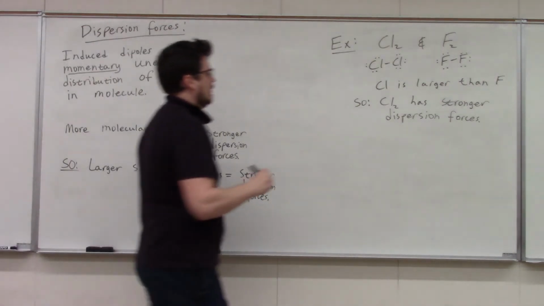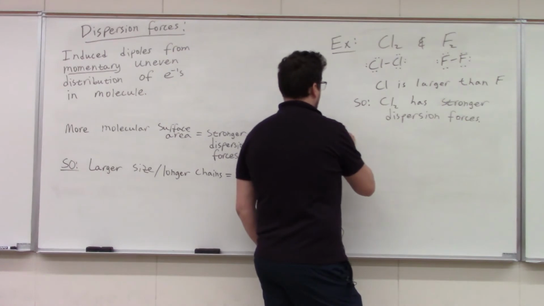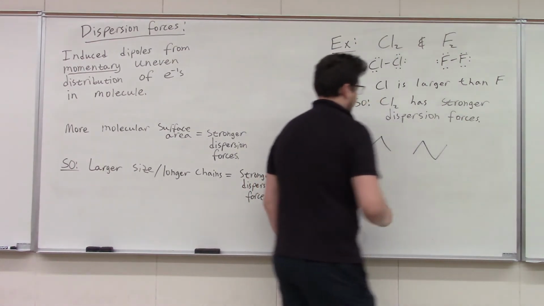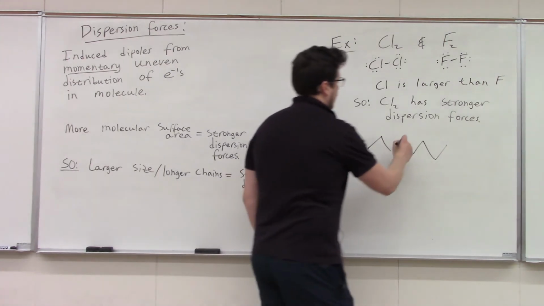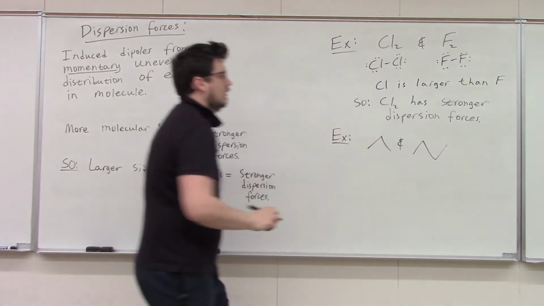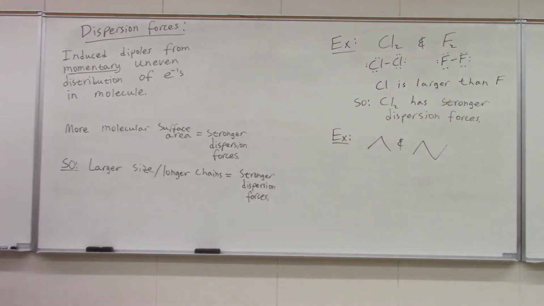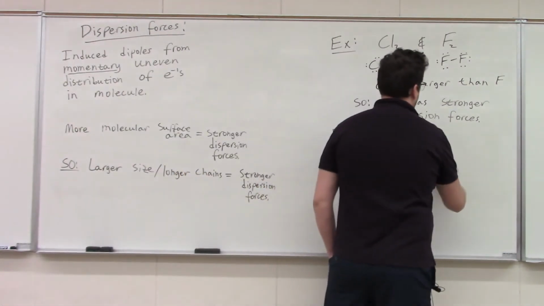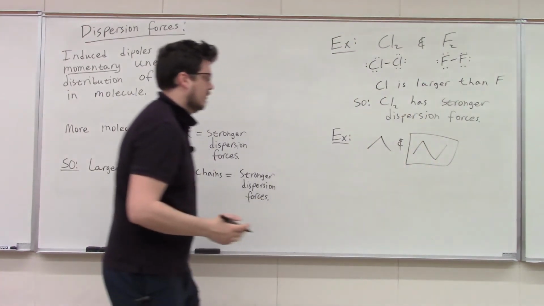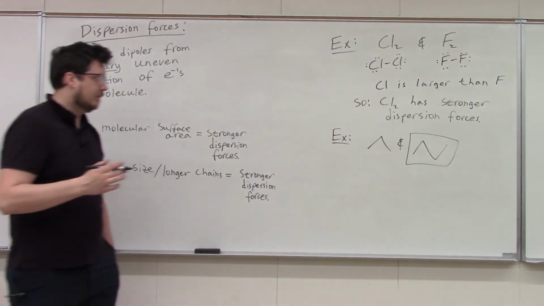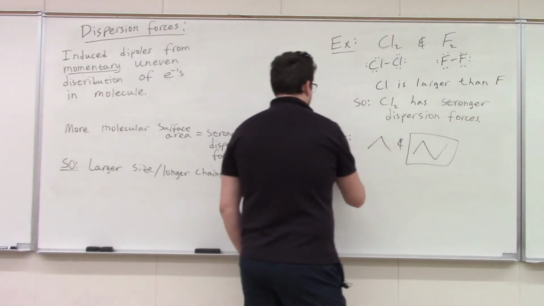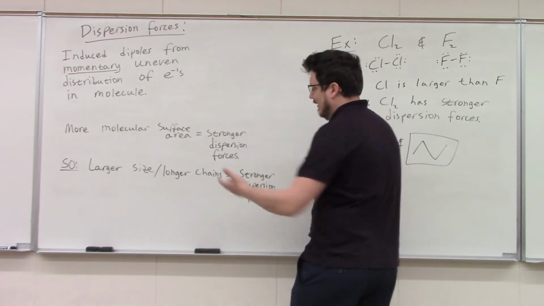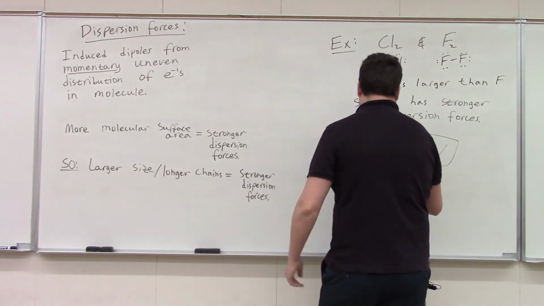Another example of this would be something like propane versus pentane. That's a longer chain. It has more carbons. It has more surface area. It's a larger molecule. This guy wins again for the same reasons. It's larger. Now the last detail is that shape is also important. You know, that's key. Longer chains.